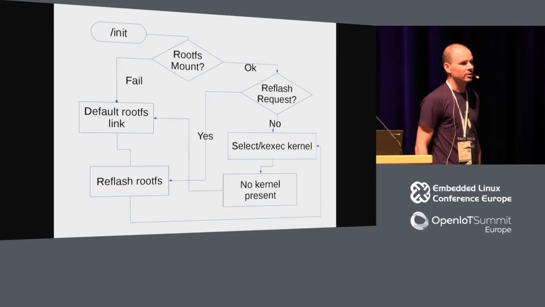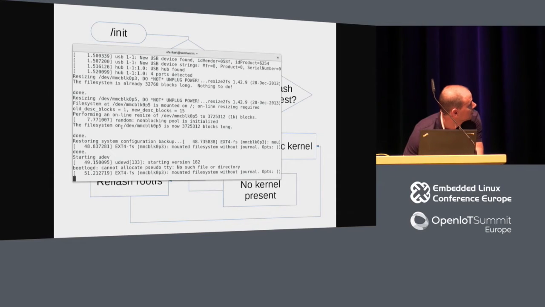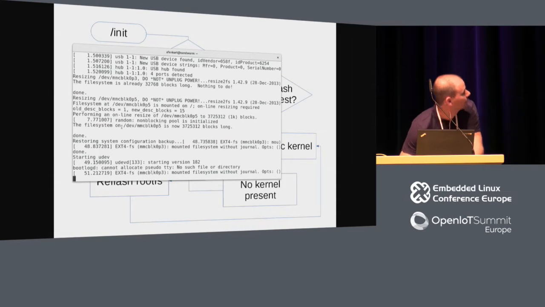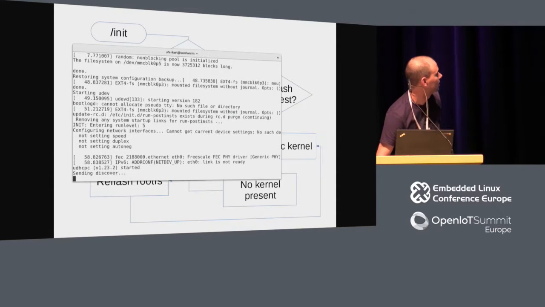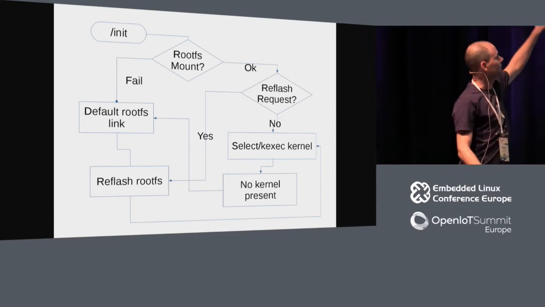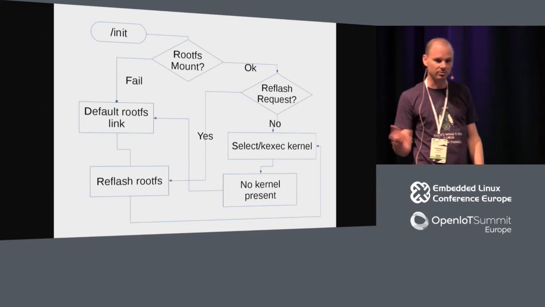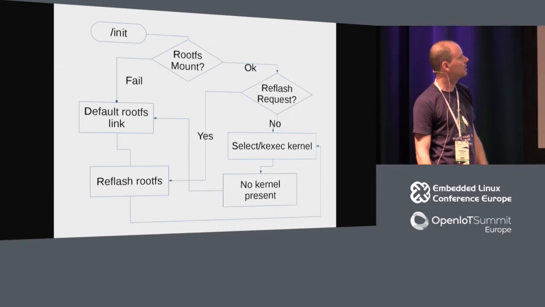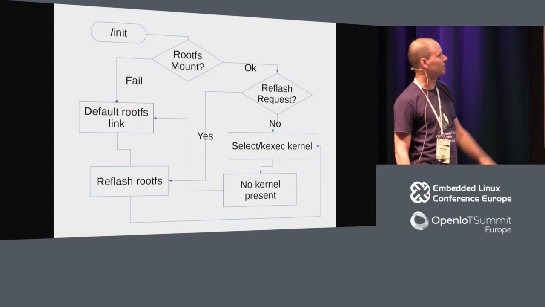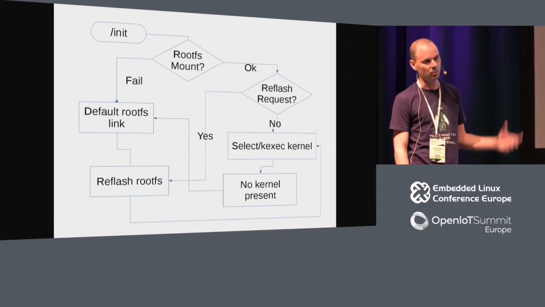This is the logic that you've seen. And yes, it was resizing, so it's coming up. So what you've seen, when you come in, it mounts the rootfs. It checks for this special folder if there is a reflash request. If it is there, it goes reflashing. If there is none, it will select the kernel. This is the second way we use it.